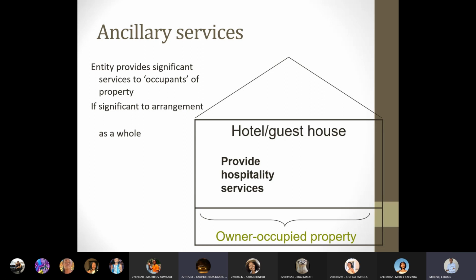Now this property, what you are doing to operate the bed and breakfast, would you call that significant or insignificant to the arrangement? The things that you have to do in order to make sure that the bed and breakfast is operating. Is it significant or is it insignificant?